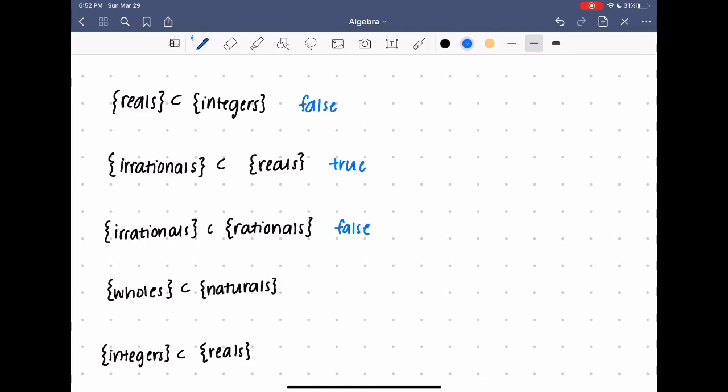Are whole numbers a subset of natural numbers? Well, whole numbers, the only difference is that they include 0. Natural numbers or counting numbers do not have 0. So that means that whole numbers cannot be a subset of natural numbers because they have 0 while natural numbers do not. Are integers a subset of real numbers? This is an easy one. Everything is a subset of real numbers. True.